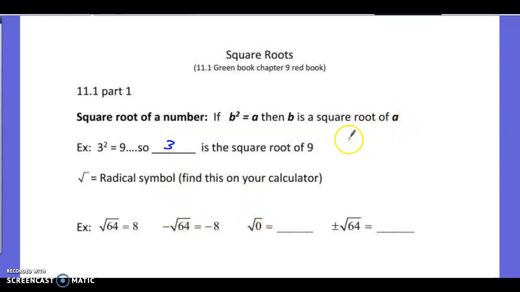If we asked, hey, what is 4 squared? 4 times 4 equals 16. So the square root of 16 is 4.